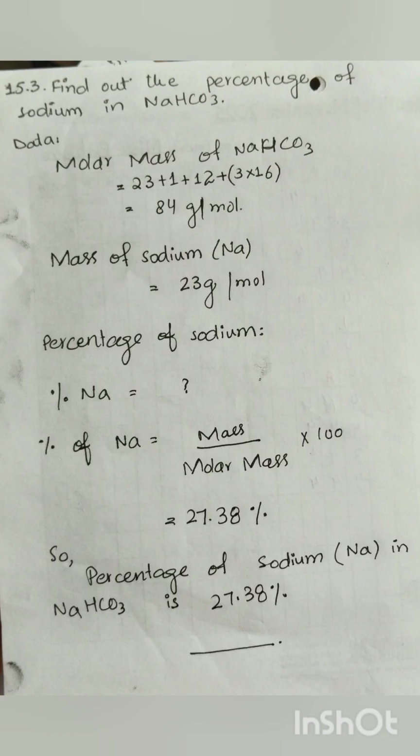By putting values in this formula, we will get an answer of 27.38 percent. So the percentage of sodium in NaHCO3 is 27.38%. So we can easily find the percentage of sodium in NaHCO3 by properly using our formulas.